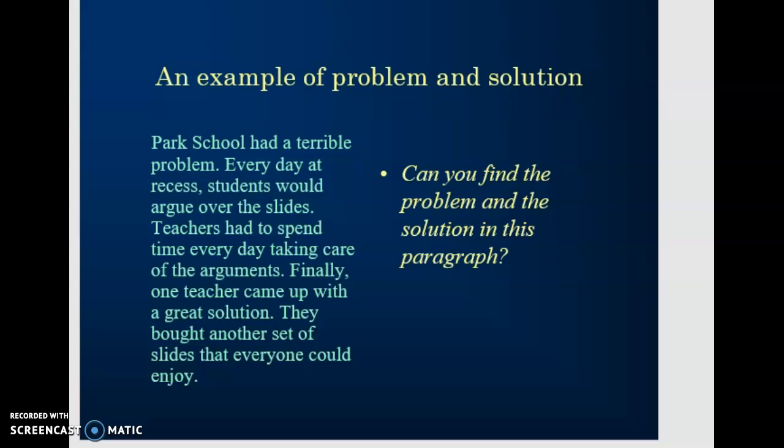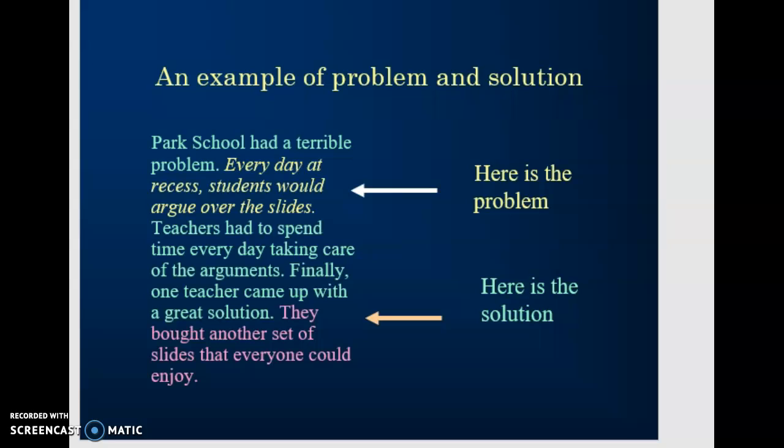Can you find the problem and the solution in this paragraph? Take some time to reread it and think about what was the problem and then how did they solve it. If you said that the problem was that every day at recess students would argue over the slides, you are absolutely correct. And if you said that they bought another set of slides that everyone could enjoy as the solution, you are right on the money. Good job. Way to go.